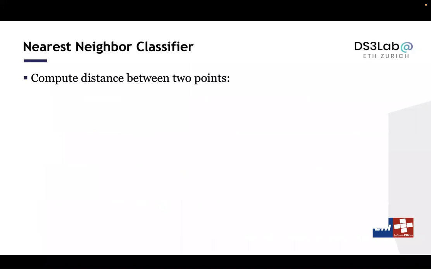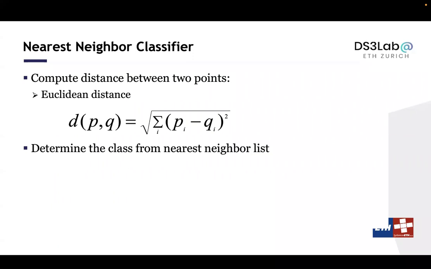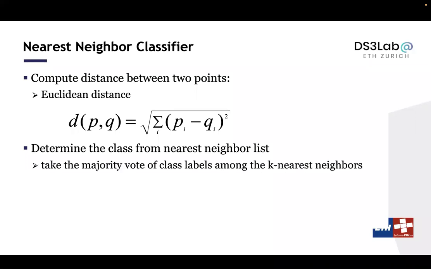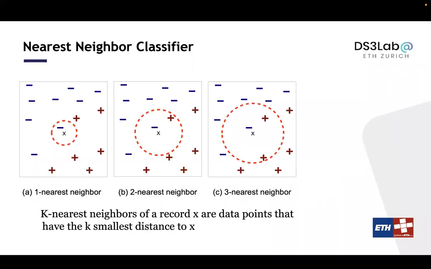One thing that's tricky is how to compute the distance between two points. There are so many things you can do. You can compute Euclidean distance, something like this, but you can use a whole bunch of other types of distance. In some cases, you can even learn what type of distance you want to use. The second step is to determine the class from the nearest neighbor list. Take a majority vote, but you can have a whole bunch of different aggregation functions. You can weight the vote according to distance, or do some other things.